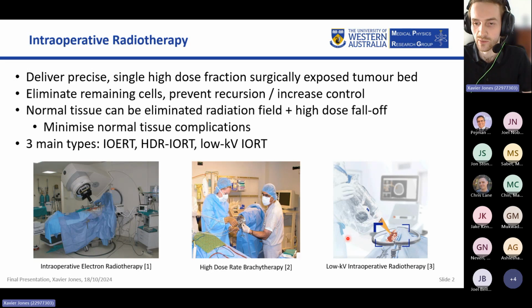Intraoperative radiotherapy can be classified depending on the radiation delivery method. Intraoperative electron radiotherapy involves irradiating the exposed tumor bed with high energy electrons, shown here. High dose rate brachytherapy involves using a remote afterloader to irradiate with high dose rate radioisotopes, featured here. Whilst low kV intraoperative radiotherapy, which is the main subject of this study, involves low energy X-rays. Shown here is the Zeiss Intrabeam, which is the low kV device involved in this work.